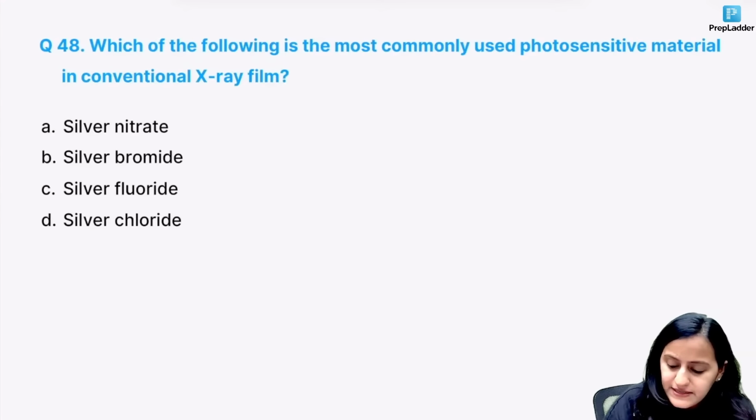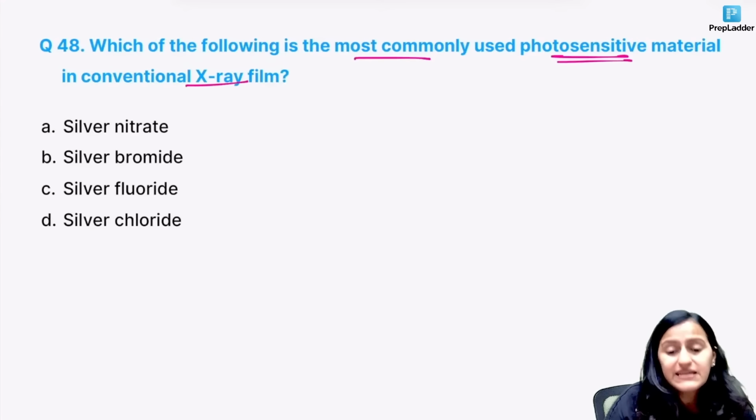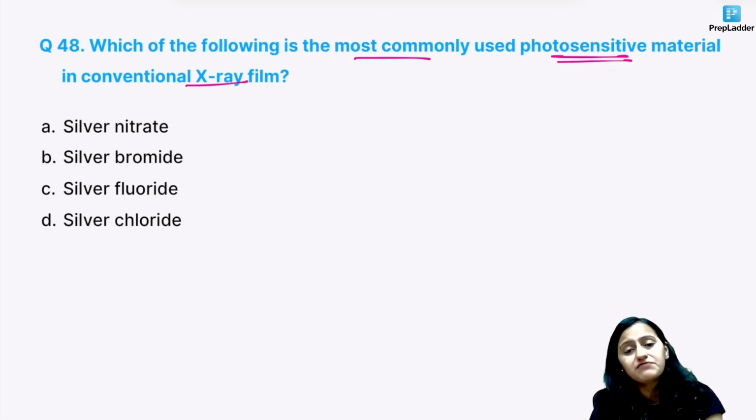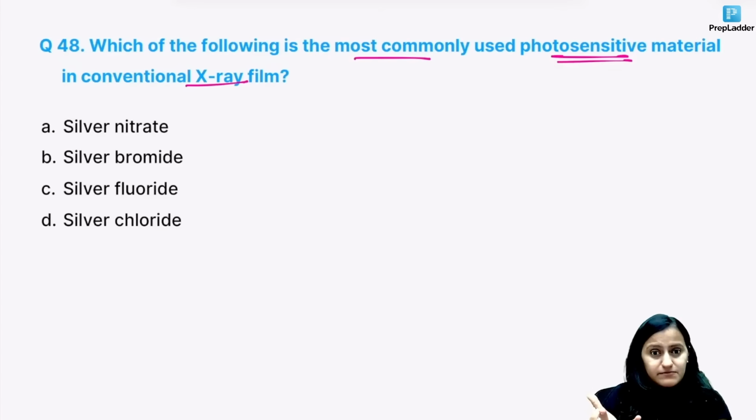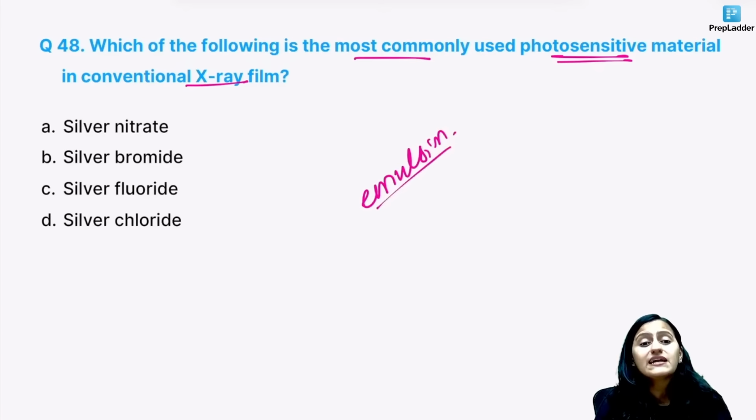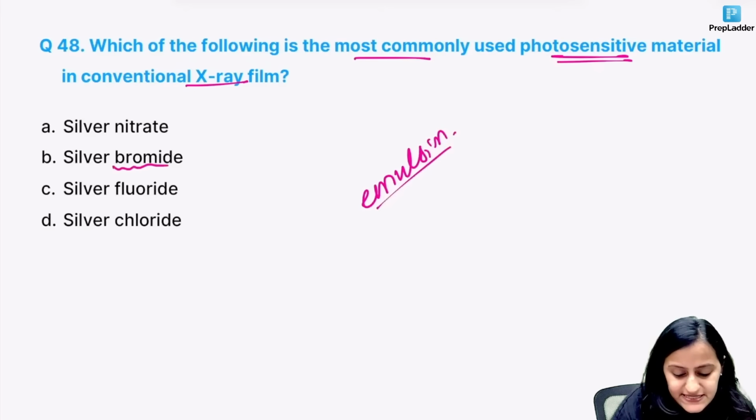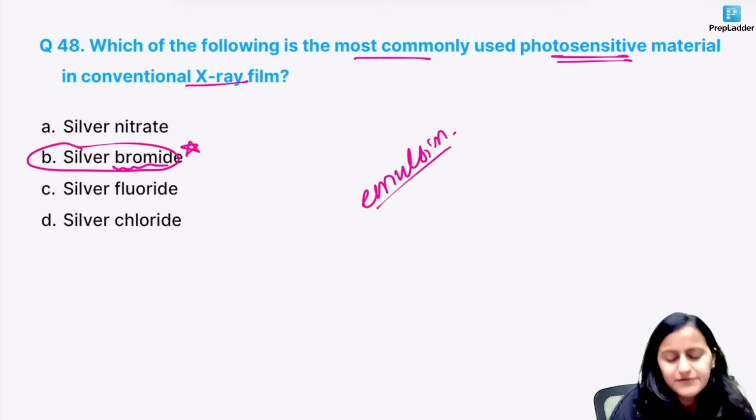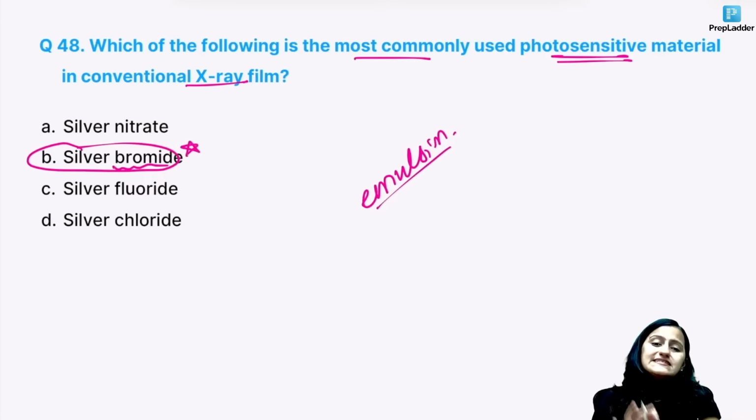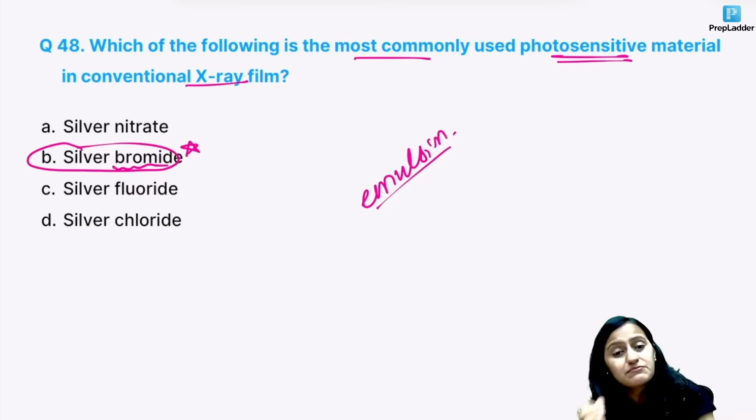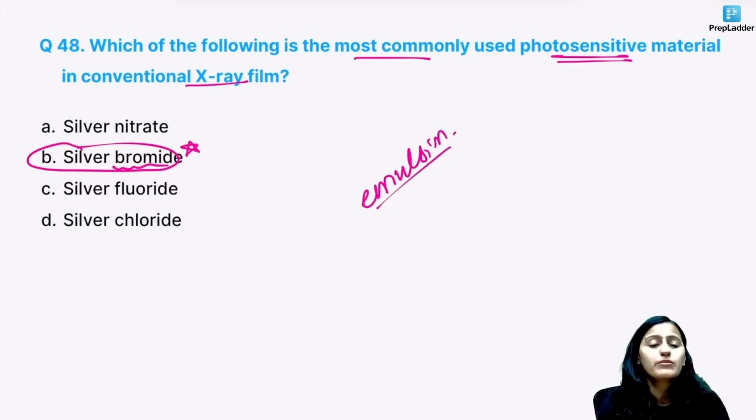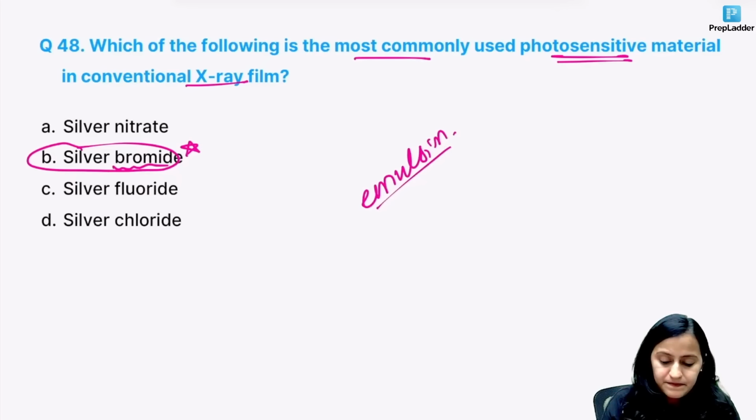Which of the following is the most commonly used photosensitive material in conventional X-ray film? So the conventional X-ray film that is there, it has an emulsion which is present, right? What is it made up of? Silver halide. The most common of that is silver bromide. Okay, just a factual question. Silver bromide is the emulsion in an X-ray film. Most common it is silver bromide.